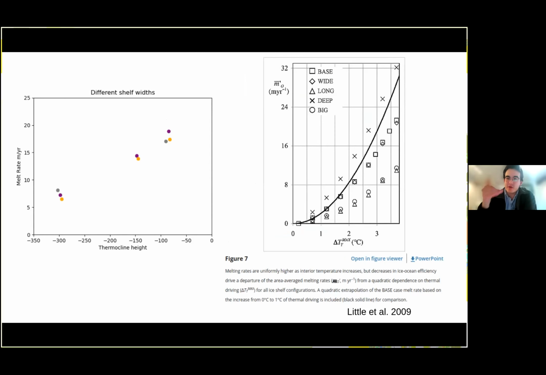And this idea of ignoring width isn't completely novel. So on the left, those are our model experiments where we varied width. You can remember gray was the widest, orange was the narrowest, and there's not much difference in melt for models with the same thermocline depth. And then on the right, I have this paper from Christopher Little et al. in 2009 that looked at melt in idealized cavity geometries, and the rhombuses and the squares are the same cavity geometry, except they have different widths, and you can see the melt is basically the same. So it feels weird to just get rid of width, but hey, maybe other people agree.